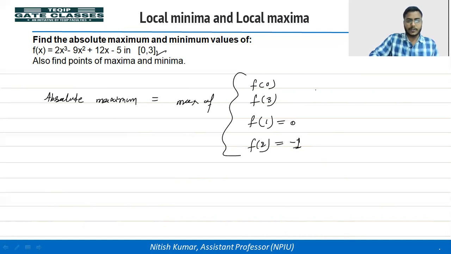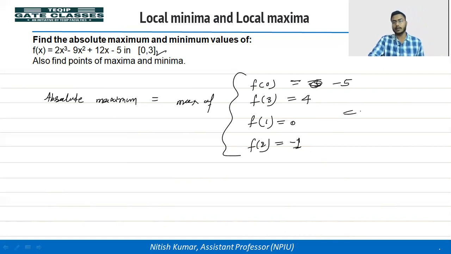When you calculate f(0), you will get minus 5. f(3) you can calculate; I have calculated it, so I'm writing f(3) will be 4. Just put the value x equal to 3 and you get 4. So the maximum of these values is 4. So the absolute maximum here is 4.